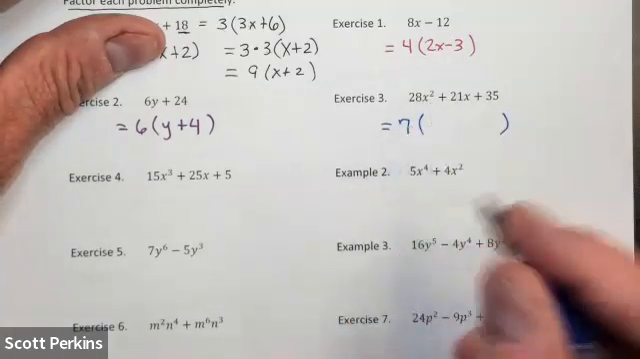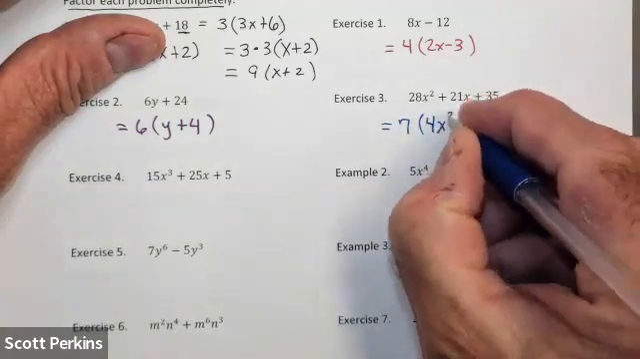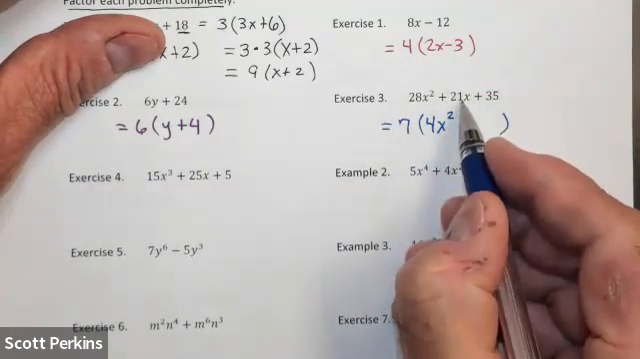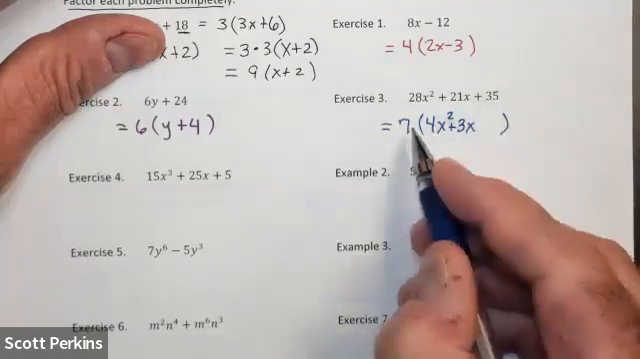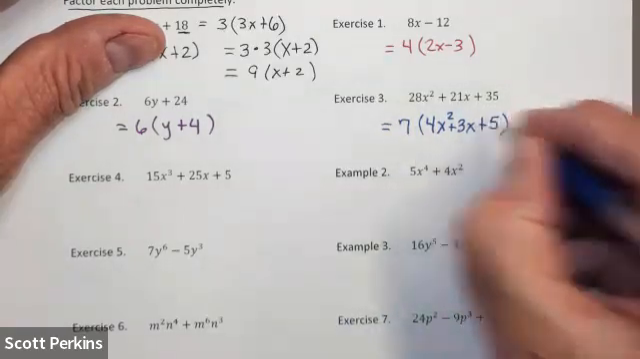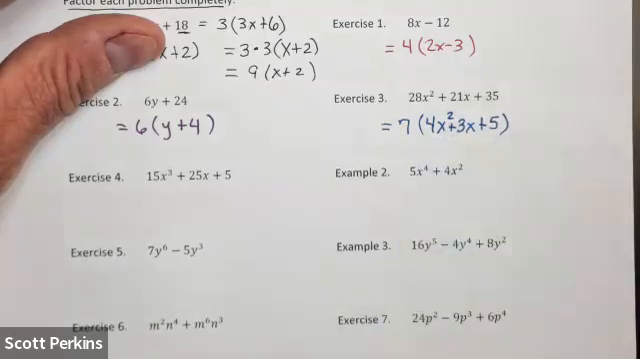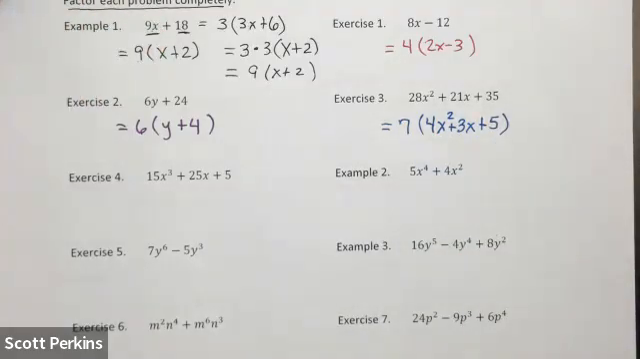28x squared divided by 7 leaves me 4x squared. Then the 21x divided by 7 leaves me plus 3x. And then the 35 divided by 7 leaves me plus 5. There's nothing in common in those three terms. I have factored completely. Still doing okay? All right, one more, and then we're going to talk about variables.